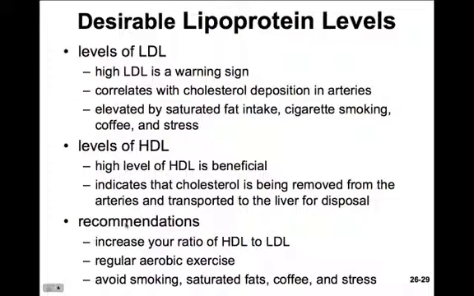So it's recommended that you increase the ratio of HDL to LDL with regular aerobic exercise. Stay away from smoking and saturated fats. Don't drink too much coffee, and most of all, don't get too stressed out.